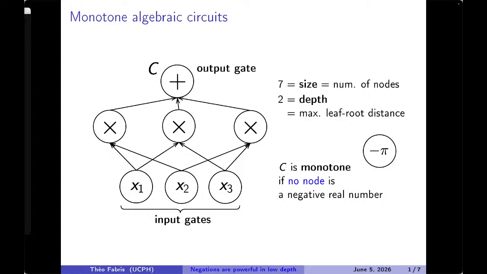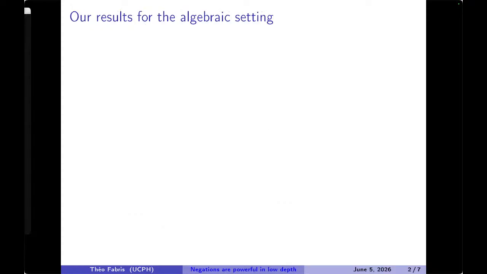And we say that the circuit is monotone if no label that we use in this DAG is a negative real number, because here we are working only over the reals. The field is the reals, so negative numbers are well defined.